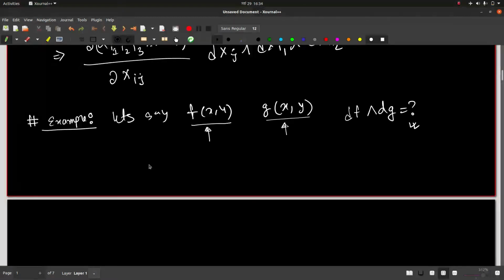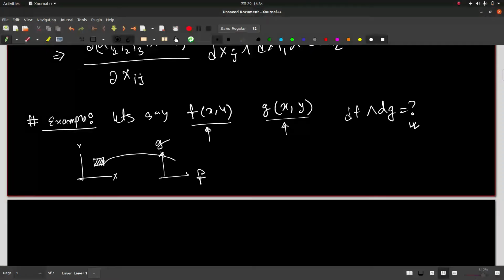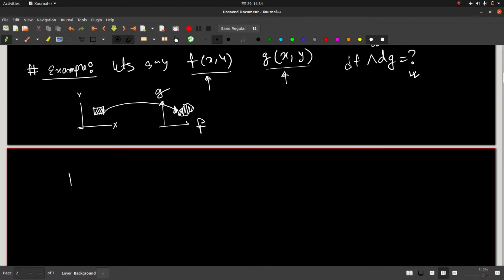So let's say this is your x y plane and this is an F G plane. So this is F and this is G. You have some infinitesimal area over here and you want to see how this area looks when you go to this F G plane. Let's say it looks something like this and we want to see how they're related. So that's why we want to carry out this computation. So what is d of f?